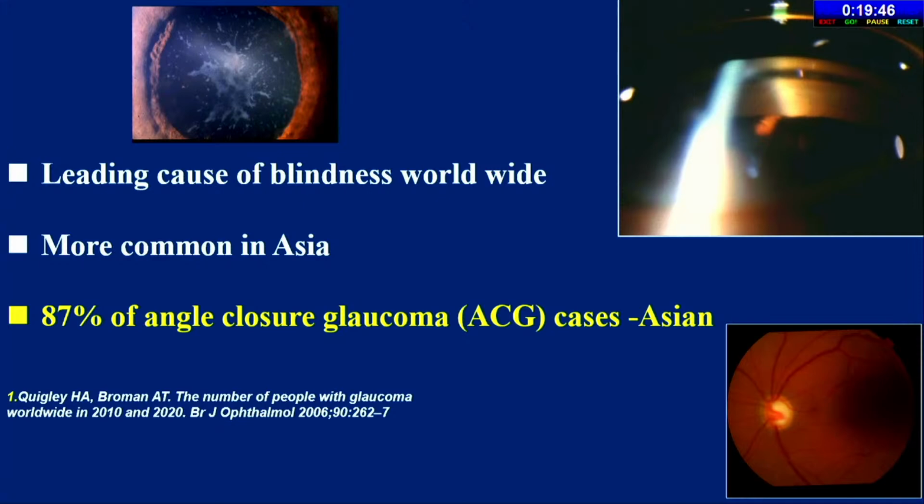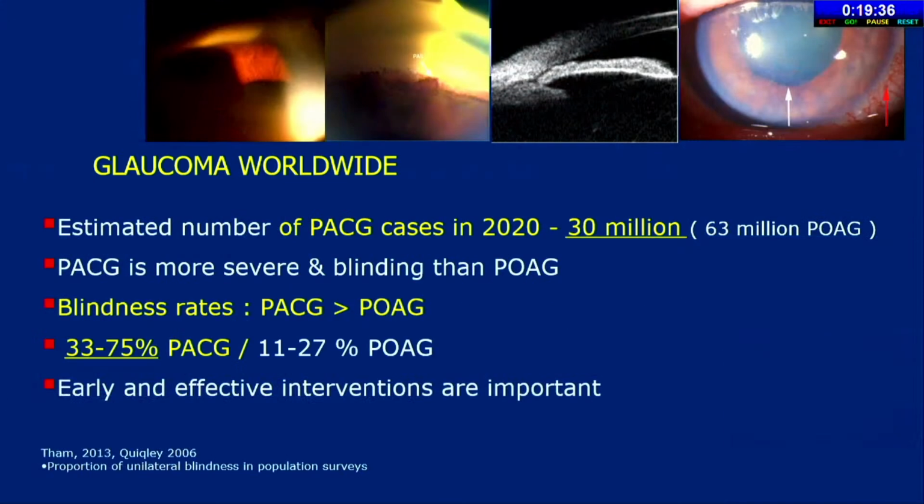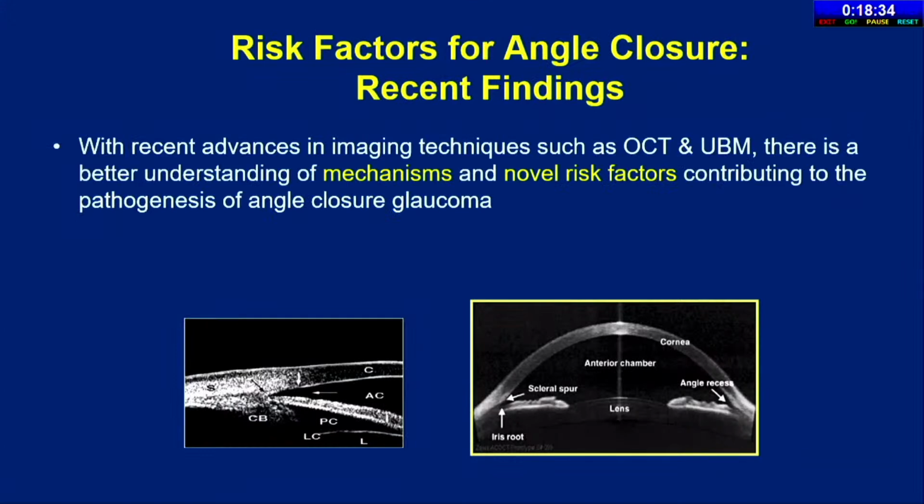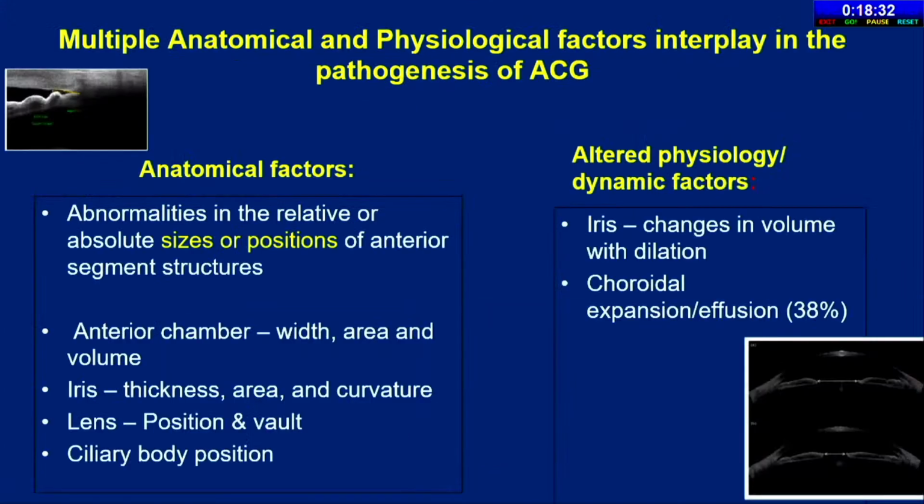So as we know, angle closure glaucoma is the leading cause of blindness worldwide, and it is much more common in Asia, and 87% of the angle closure glaucoma patients belong to Asia. If you look at the glaucoma prevalence worldwide, the prevalence of PACG is almost half of that of POAG, but PACG is much more blinding than POAG, and almost the blinding rate was 1:1, and the percentage is 33 to 75% contributing to the pathogenesis of angle closure glaucoma.